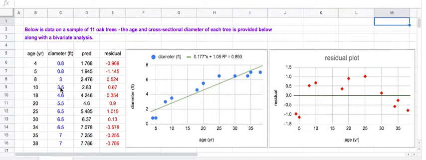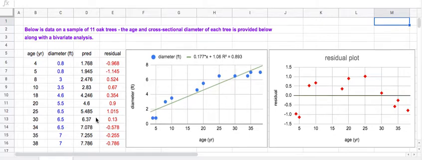So here we have these 11 oak trees, various ages, some quite old, some very young, and different diameters, how far across they are at the trunk. And you'll probably notice that the older trees tend to be much wider at the trunk, and that's probably really no surprise. But let's look at the data here.